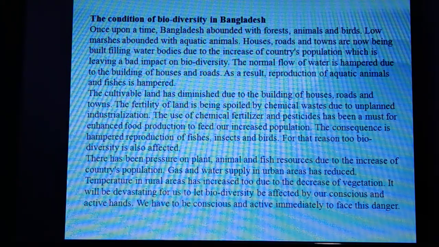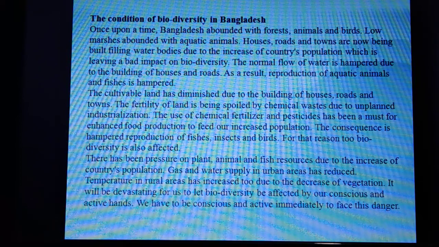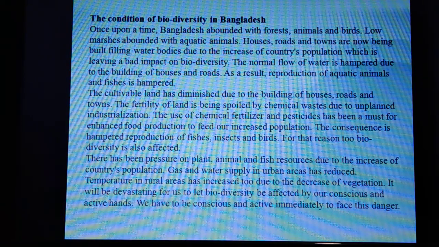Now, condition of biodiversity in Bangladesh. How is the biodiversity in Bangladesh? Are they being used for positive purpose or negative purpose? Or what is the condition of biodiversity in Bangladesh?